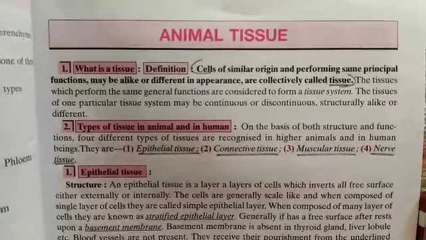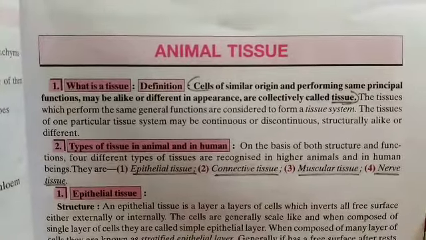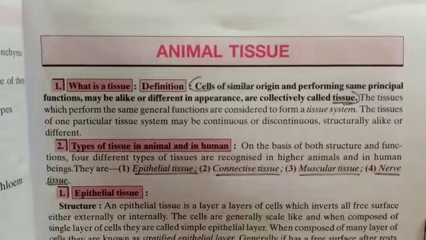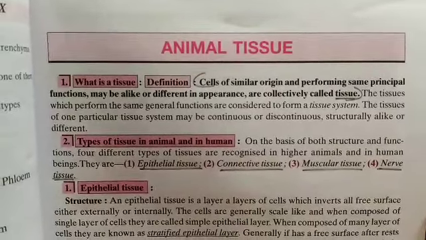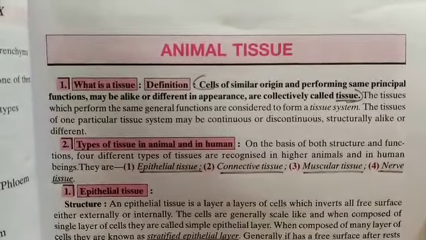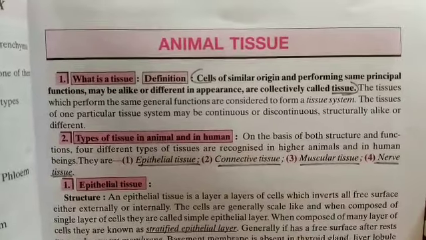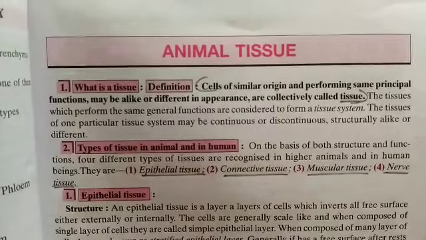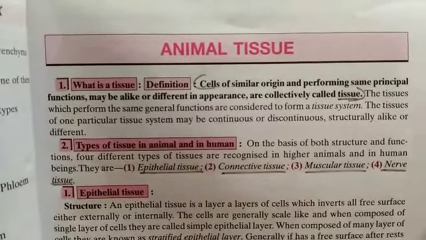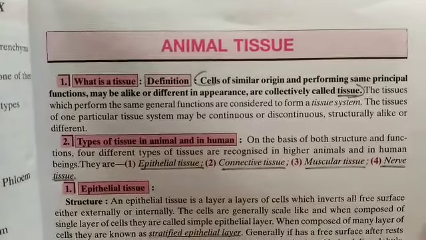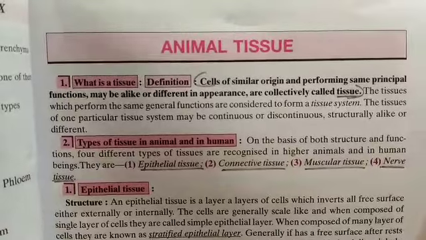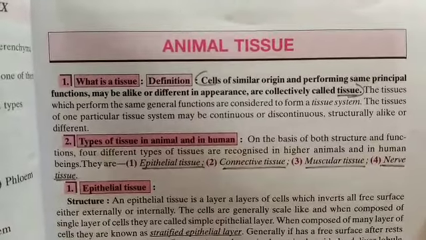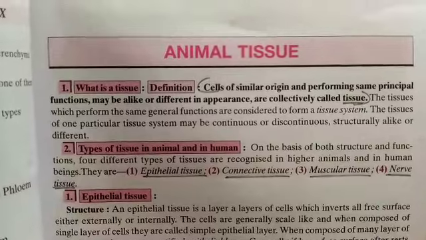Hello students, today we will learn about the animal tissue. Though in the last chapter we have already learned about the plant tissue, still let's see first the definition of tissue. So what is tissue? Cells of similar origin and performing same principal functions, may be alike or different in appearance, are collectively called tissue.